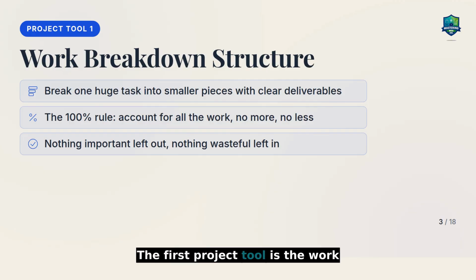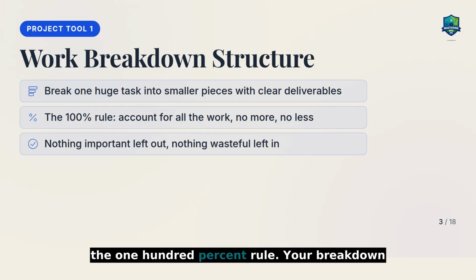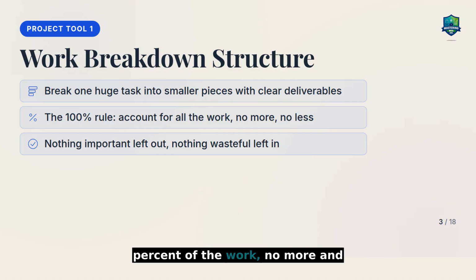The first project tool is the Work Breakdown Structure, or WBS. You take one huge task and break it into smaller and smaller pieces, each with a clear deliverable. There is a rule of thumb called the 100% rule. Your breakdown has to account for 100% of the work, no more and no less. Nothing important left out, nothing wasteful left in.